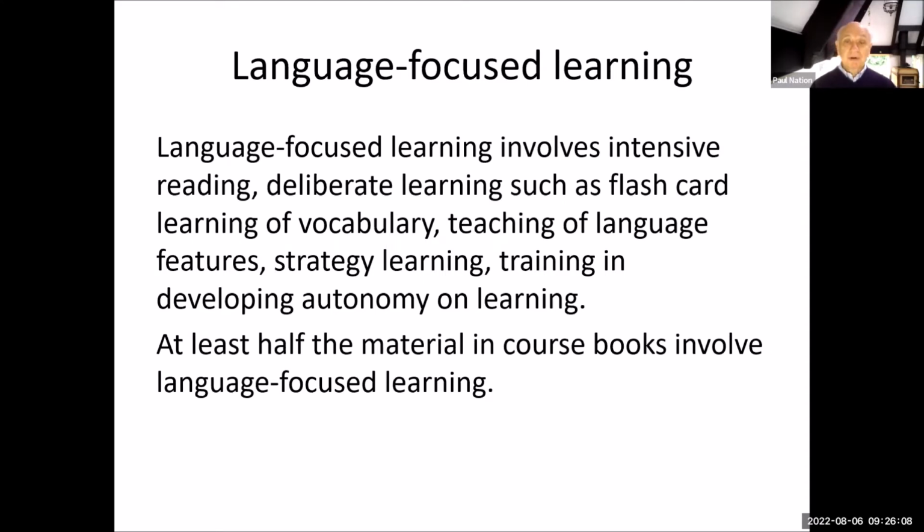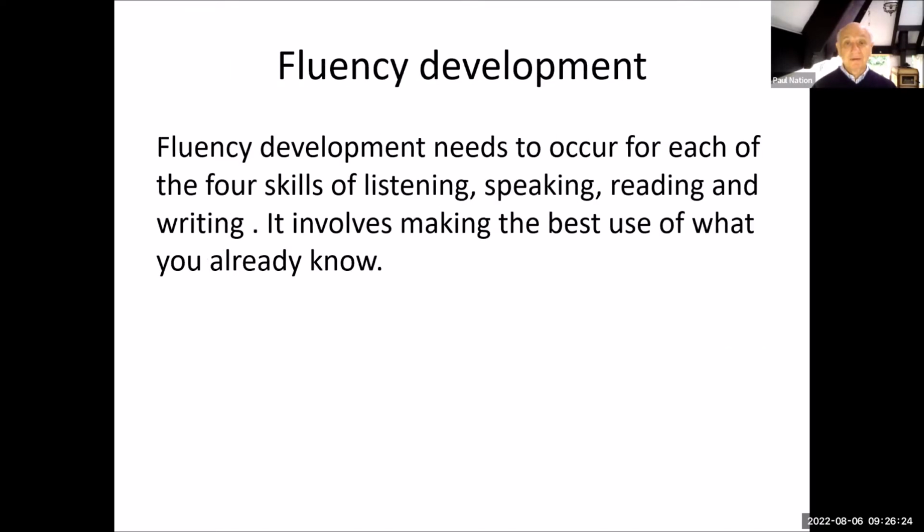So it's really important then that if your teachers are working from a course book, they figure out what parts of the course book are language-focused learning and what parts are input and output and fluency development, and they should try to make up the balance of an equal amount across the four strands. The fluency development strand needs to occur in each of the four skills of listening, speaking, reading, and writing. And that means learners need to become fluent in listening, they need to become fluent in speaking, they need to become fluent in reading, and they need to become fluent in writing.